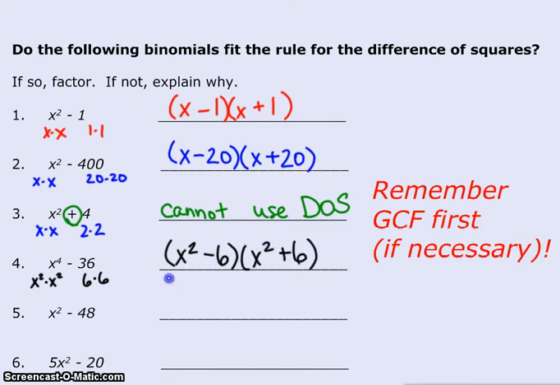Now I take a look at this binomial, and I notice I have x squared minus something. If this had been a perfect square, I would need to continue and do difference of squares one more time. However, this 6 is not a perfect square, so we cannot continue with the second difference of squares. Number 5, x squared is a perfect square, 48 is not, so we cannot use difference of squares.